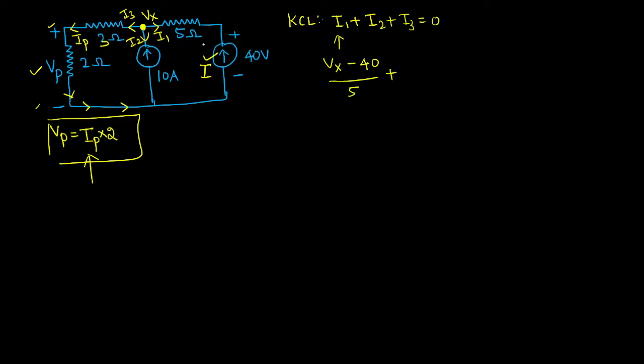Sir, any doubt? See here. This is Vx. If I want to know the current flow through this branch, I have to know the voltage drop across the 5 ohm resistor.